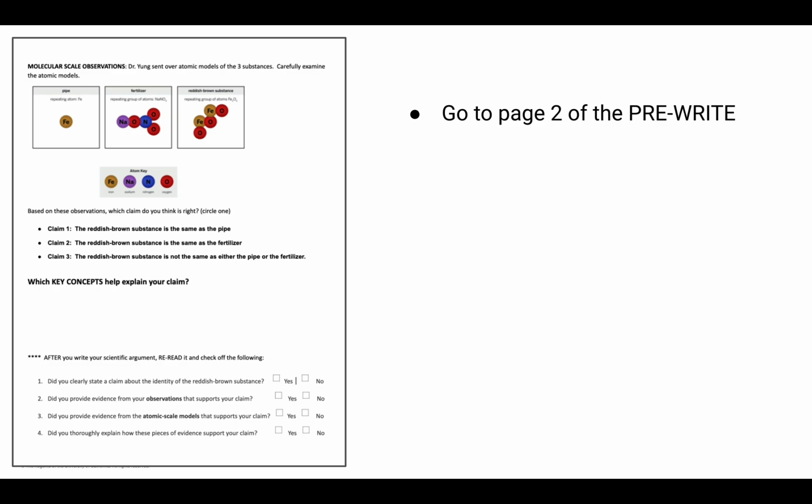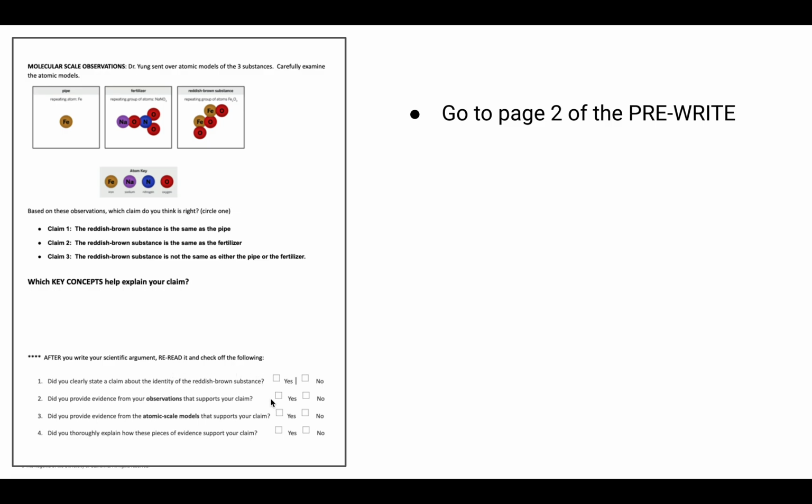So now, based on this, what information do you think, or which claim do you think is correct? And then again, go back down with the key concepts to help you explain your claim. After you write your scientific argument, and that'll be on the next slide, and it's a different paper that's in your folder today, after you write your scientific argument, reread it, and then check off the following.